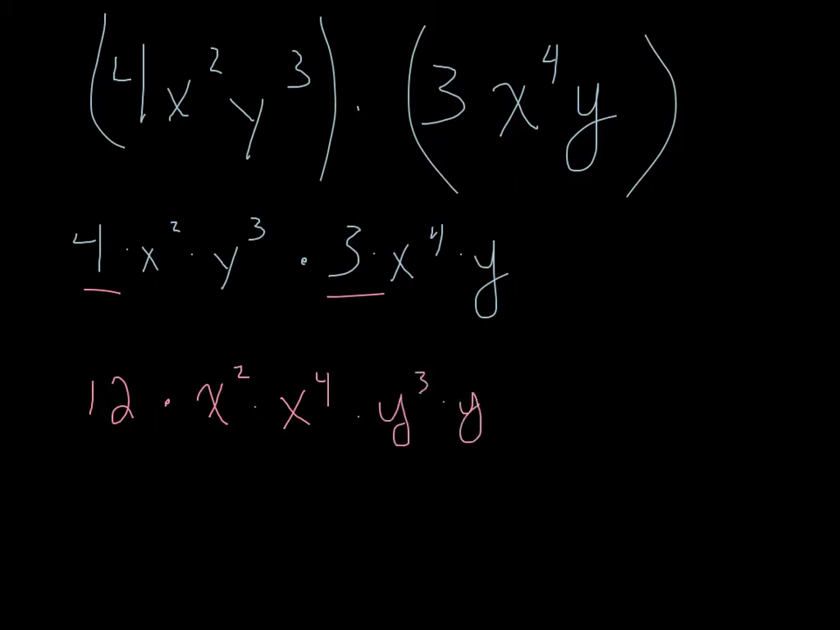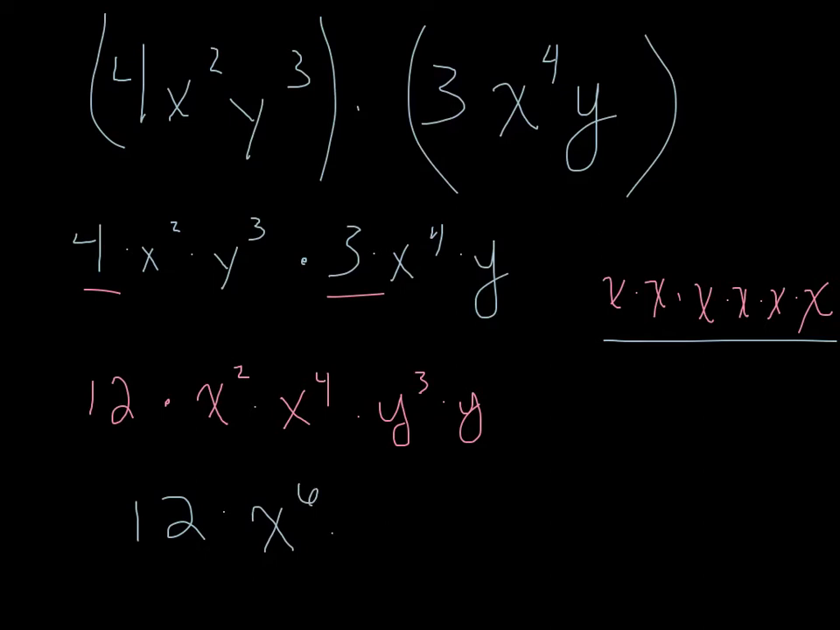Over on the side here, I'm going to think the x squared is just x times x, and x to the 4th is just x times x times x times x. So thinking about it that way, wouldn't it just be simpler for me to write 12 times? Well, if I look over at this list, I actually have 6 x's, so why can't I just write x to the 6th times y to the 4th? Or in other words, 12 x to the 6th y to the 4th.